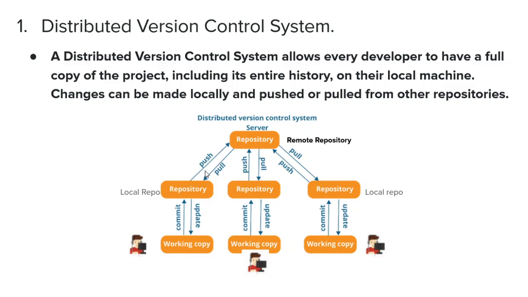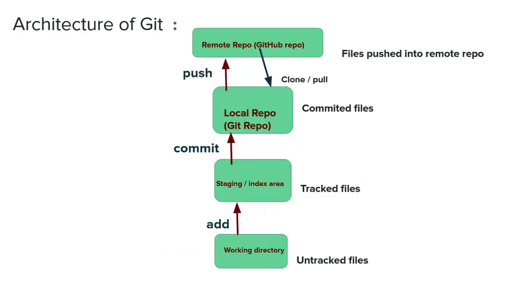Today we will see in more detail what exactly the architecture looks like and how the workflow works in Git. If you see the architecture of Git, it is mainly divided into four parts. The first one is the working directory.